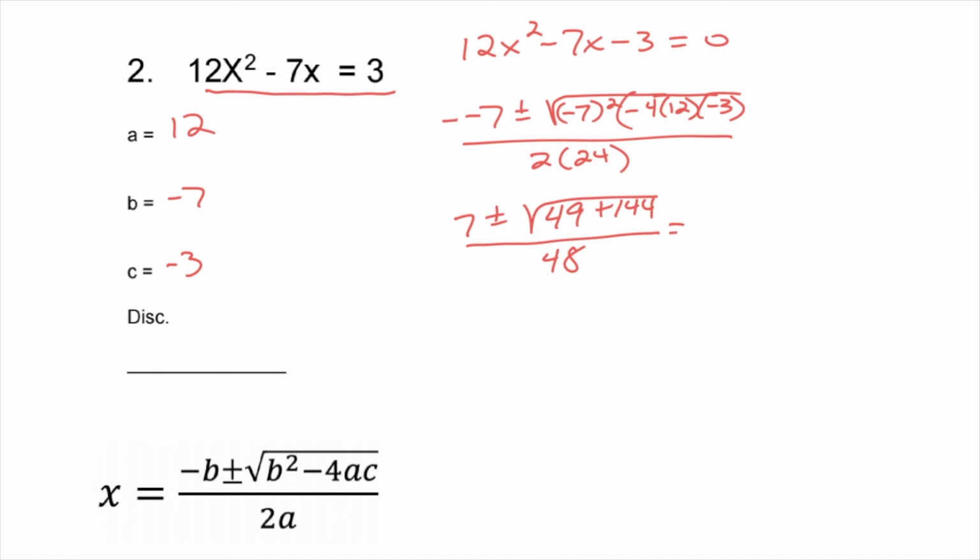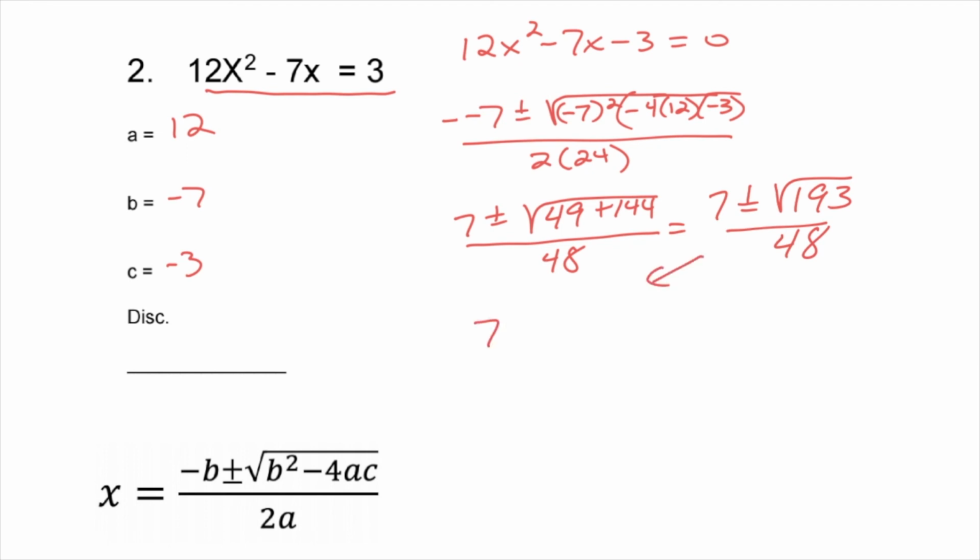Now we'll clean this up. So it's going to be 7 plus or minus the square root of 193 divided by 48. Now, this is part of the reason I had you memorize all those perfect squares. So you see 193 and you recognize that's not a perfect square. You can't take the square root of it. The example before was 100. You should recognize that it was 10. Here you can't. So now from this point, we go ahead and split it.